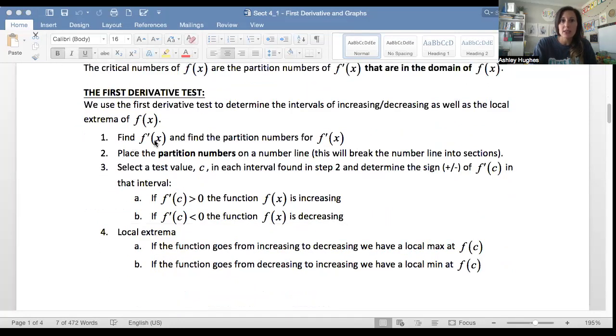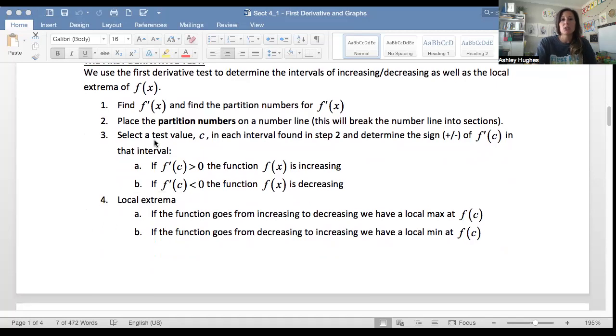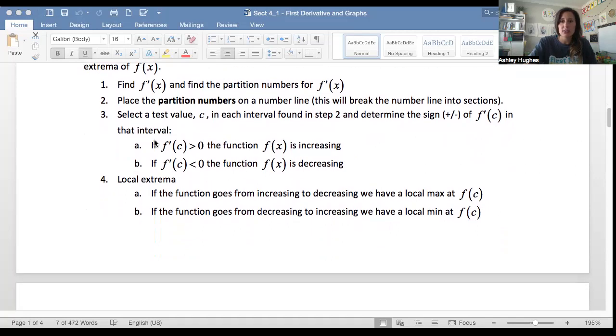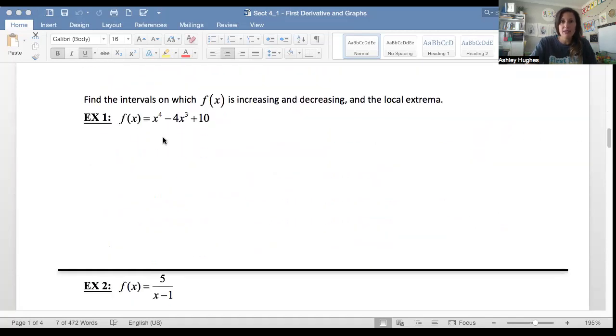Okay, and this is describing how we're going to do the first derivative test. We're going to take the derivative to find the critical numbers. We're going to put those on a number line, and then we're going to test points into the derivative to see if the function is increasing or decreasing. That gives us the max and mins. I think it's most helpful when we just do an example.